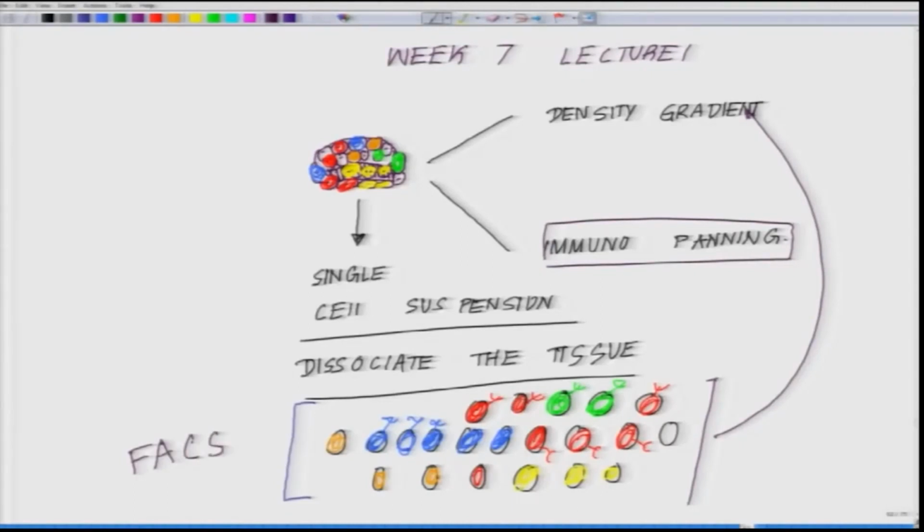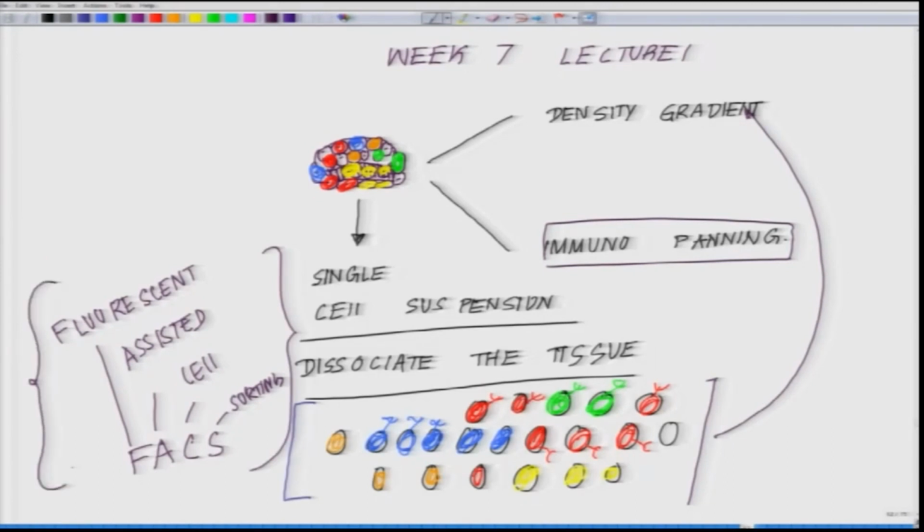FACS, which is essentially, F stands for fluorescence, A stands for assisted, C stands for cell, and S stands for sorting. This is another modern technique. So, what is really FACS? We have talked about two, and now I am adding a third to this, which is FACS. So, we will discuss a little bit in this class about what FACS is.